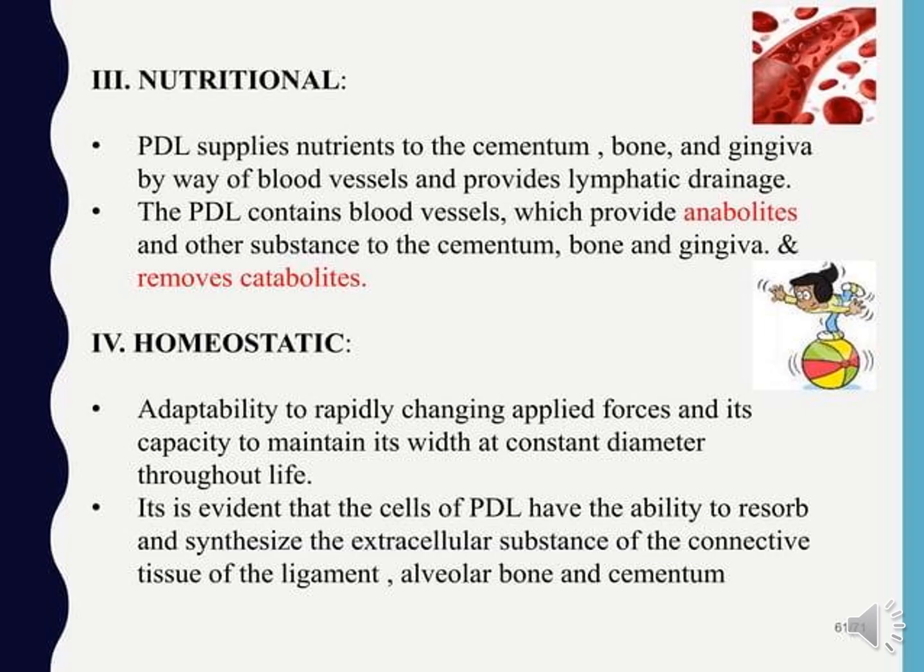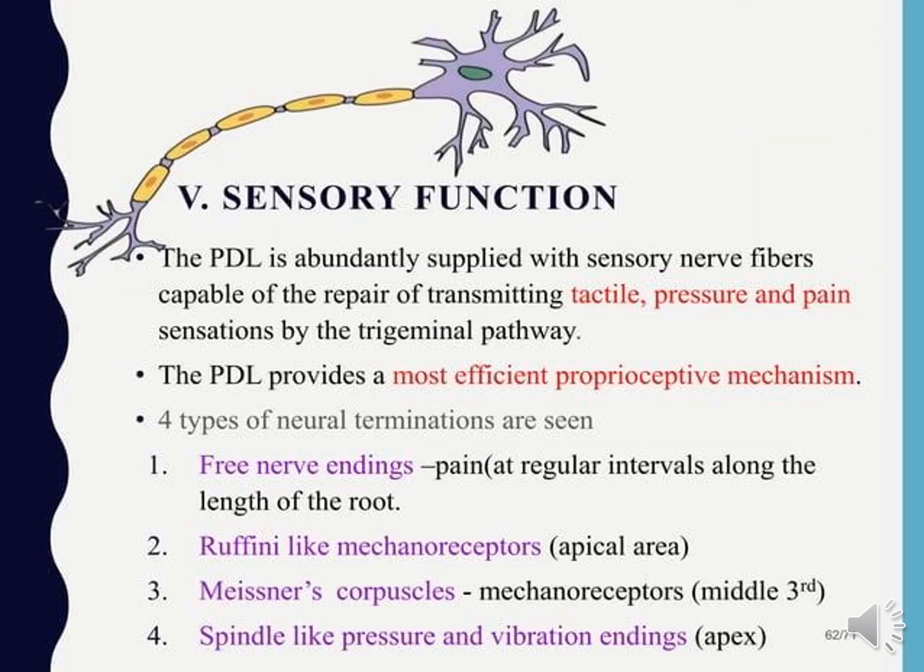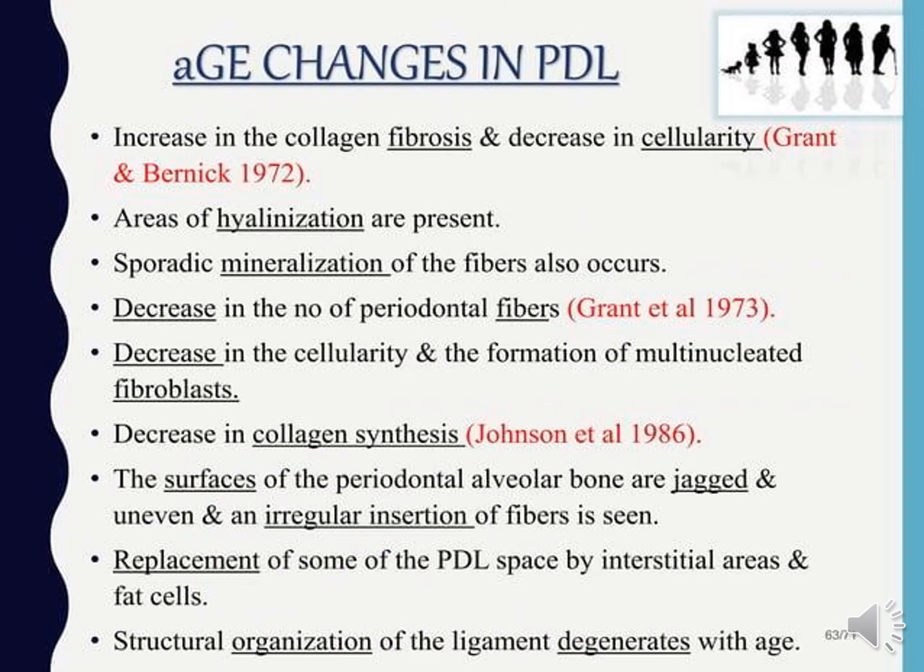Next is the nutritional and homeostatic function, with adaptability to rapidly changing forces and its capacity to maintain its width at constant diameter throughout life. Next is the sensory function, due to free nerve endings acting like mechanoreceptors, Ruffini's corpuscles, spindle-like pressure and vibration endings. The PDL is abundantly supplied with sensory nerve fibers capable of transmitting tactile pressure and pain sensation by the trigeminal pathway.